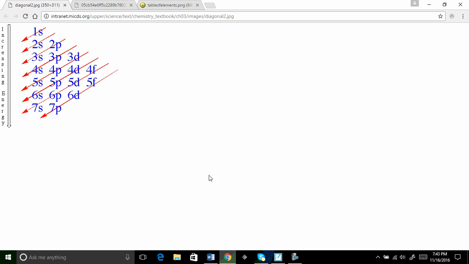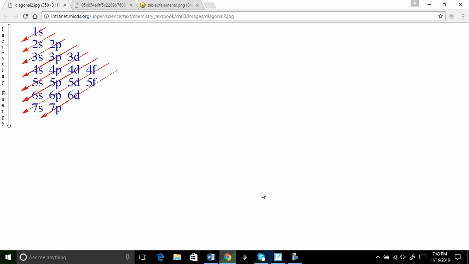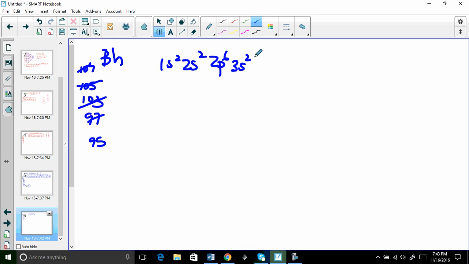Okay, then what fills after 2p? 3s. S orbitals hold 2 because they're simple. Now I'm down to 95. What fills after 3s? 3p, because from 3s you jump up to 3p. But p orbitals hold 6. 95 minus 6 is 89.